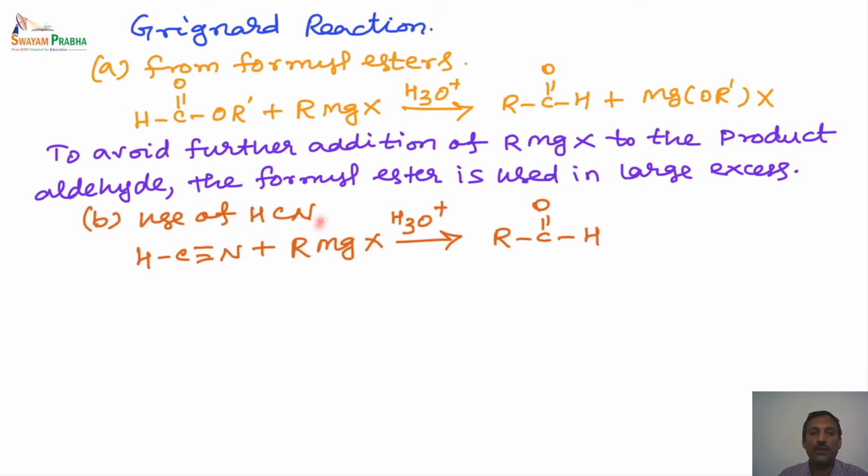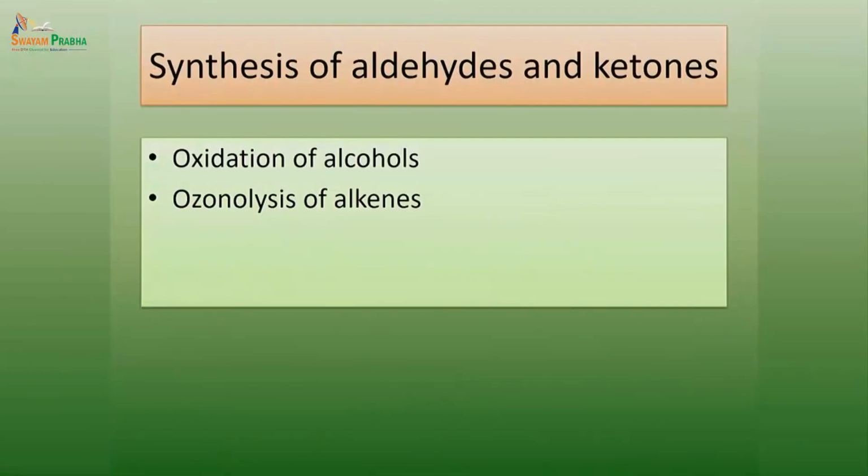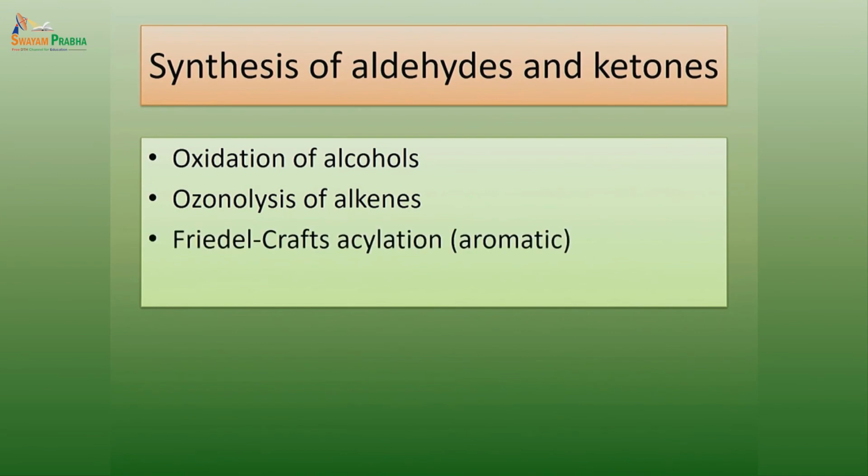The next one is the use of hydrogen cyanide. When hydrogen cyanide is treated with alkyl magnesium halide followed by acidic workup, it produces an aldehyde. So this is also another method based on Grignard reaction. Then the famous Friedel-Crafts reaction. We can also prepare ketones from acids, nitriles and esters. We will look at all these different types of reactions one by one.